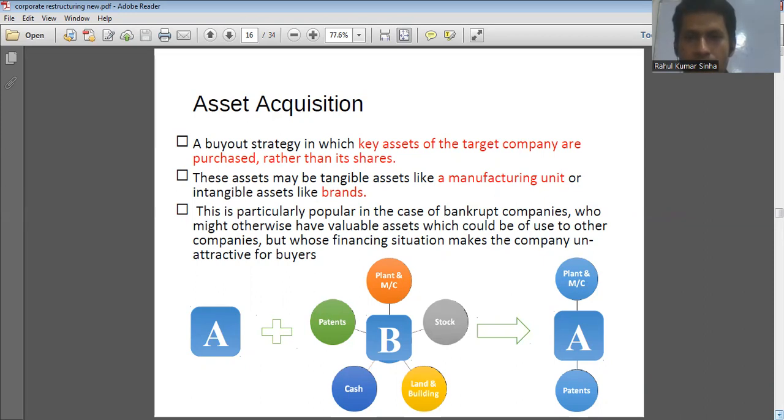This is popular in the case of bankrupt companies who might otherwise have valuable assets which could be of use to other companies, but whose financing situations make the company unattractive for buyers. So one company has become insolvent, but it has good machinery in hand. So they are selling their machinery to another company.